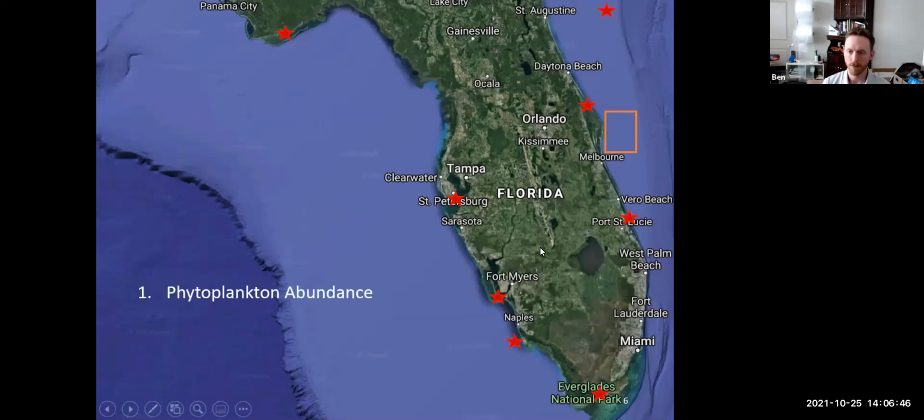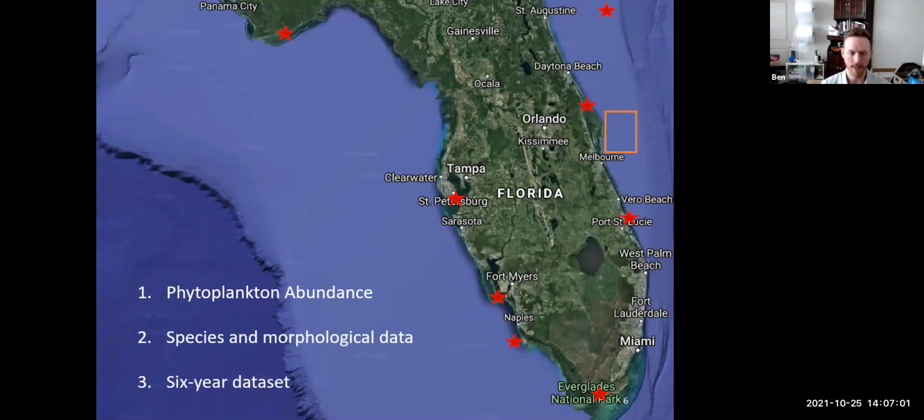And so for us, we had many goals for this study. We wanted to add more rigorous data on the phytoplankton abundance in this region outside of satellite data. And then we wanted also to add some species and morphological data. And along with that, this is a long 6-year data set. So it'll be a nice, robust data set for someone who's looking at this region, maybe looking at invertebrates or fish, or just looking at biogeochemical cycles or anything like that.